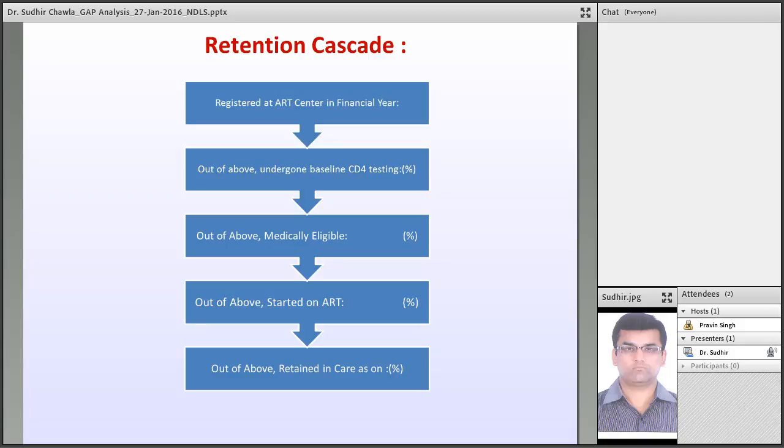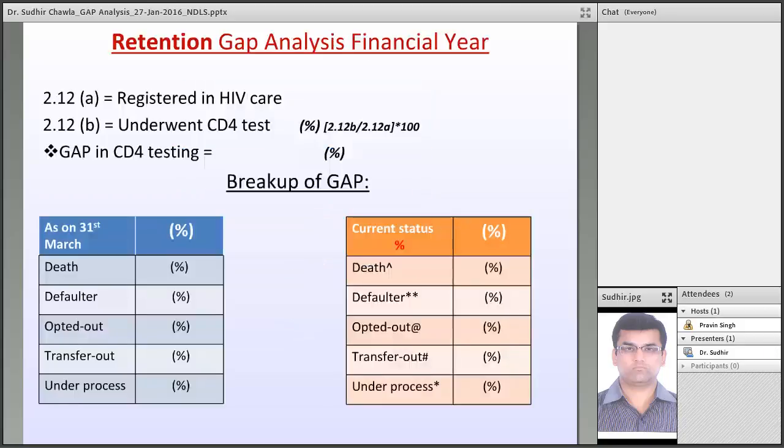So we can calculate the percentage one by one for all these things, and we may find some gap at each and every step. There may be some linkage loss between registration to baseline CD4 done, from baseline CD4 to medical eligibility, from eligible to initiation on ART, and from initiation to retention. There may be some loss in between at every step. So we have to identify these losses and take steps to decrease them. We will discuss these losses and the gap analysis in the subsequent slides.